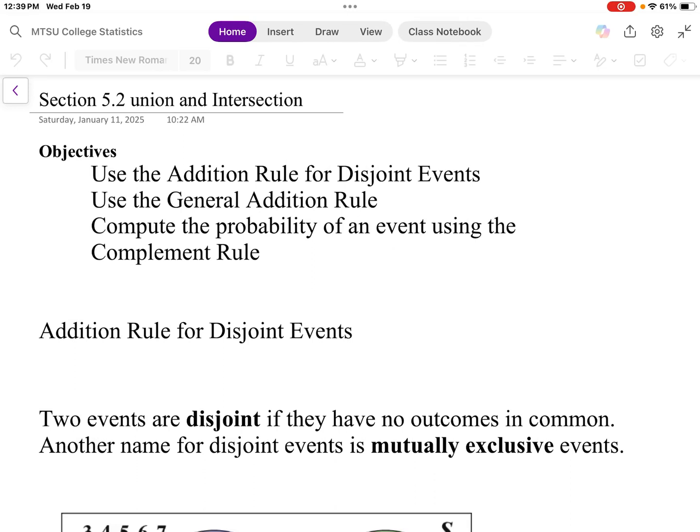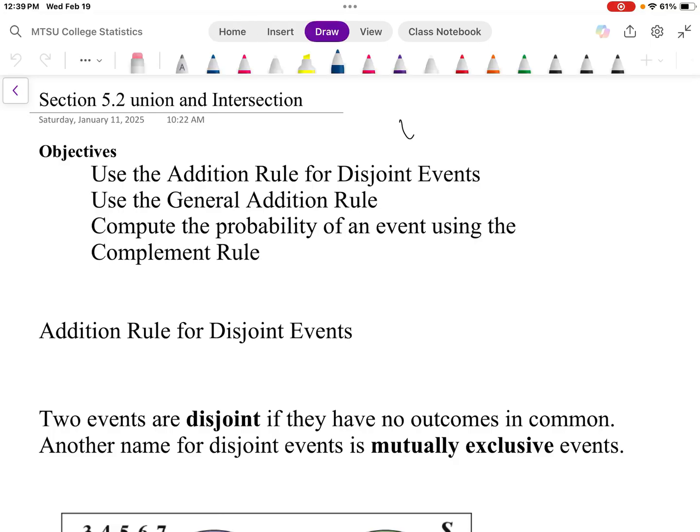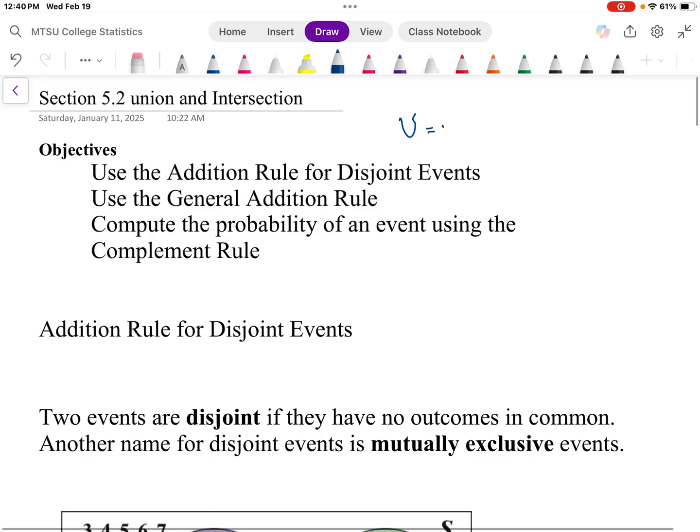Okay, so in this video, we're going to be talking about unions and intersections in probabilities. And again, in case you see some symbols here, the U stands for union, and an upside down U stands for intersection. So just to get those symbols out of the way.